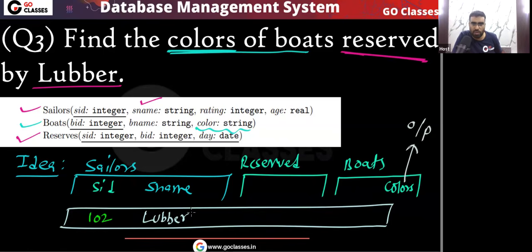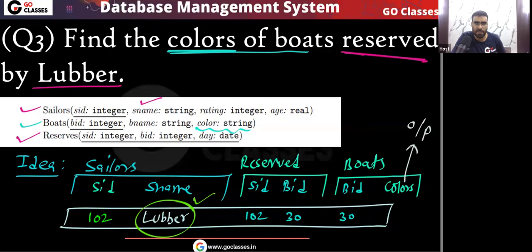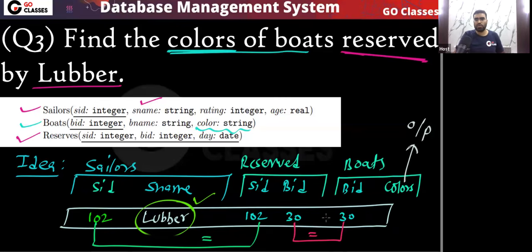Yes or no? Now this Lubber must reserve. Okay, this Lubber means this SID must reserve a boat. Whichever boat. For example, let's assume your boat 30. Here also 30. And finally this color we want in the output. So remember, these are the conditions you have to put. That name must be Lubber. This is the first condition. The second condition is this must be same as this. They must be equal. And the third condition is that BID, they must be equal. So three conditions are there. And in the output, we will put colors.